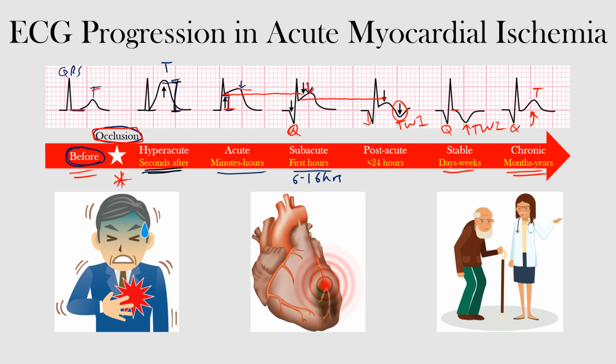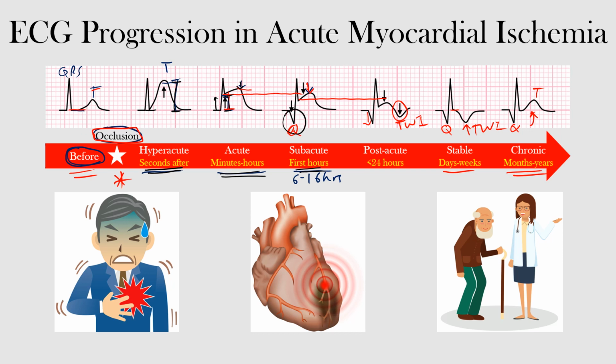Okay, so next, we have minutes to hours later in which we have this ST elevation occurring. So now the ST segment goes up, and the T waves start to diminish a little bit, okay? And then this is the acute phase. Then we have the subacute phase, which is in the first hours, okay? And notice here we have the Q waves that are forming, the ST segment is coming back down, starting to normalize again, but it's these Q waves that are new occurring here.